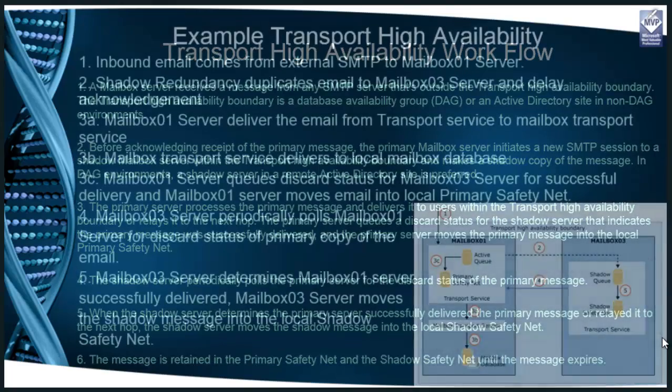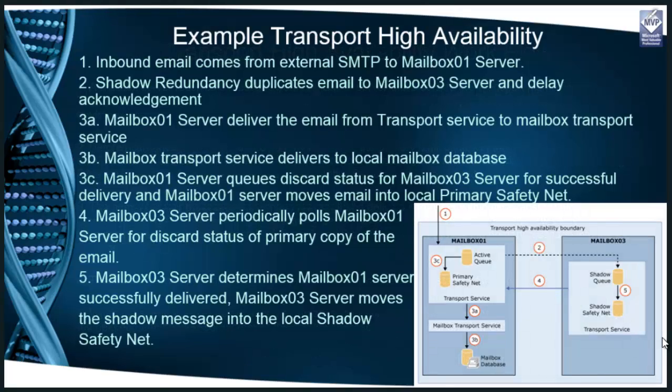Alright, the next slide is talking about an example of the safety net. We can see the first inbound email comes from external SMTP to the mailbox 01 server. In the second step, shadow redundancy duplicates the email to the mailbox 03 server and delays acknowledgement. You can see the most important thing is the delayed acknowledgement.